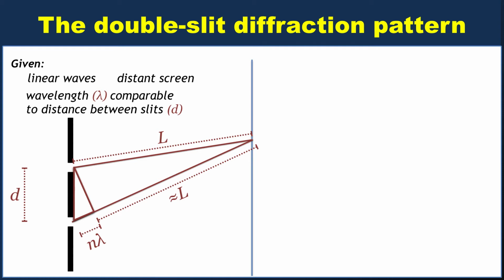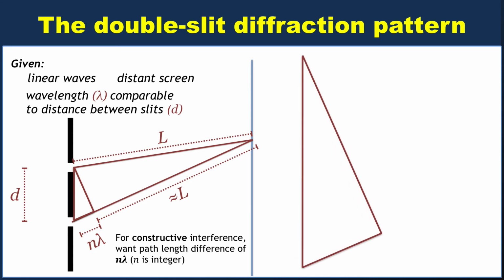You could get something arbitrary. Maybe if you're unlucky, you would have destructive interference, so it would be a dark spot. But we want constructive interference in order to get a bright spot on the screen. To do that, that little path length difference between the top and the bottom slit has to be n times lambda. Okay. So now we're going to zoom in on the leftmost of the two right triangles because that's the one where we can do some geometry to figure out what these angles have to be. So let's zoom in on that triangle.